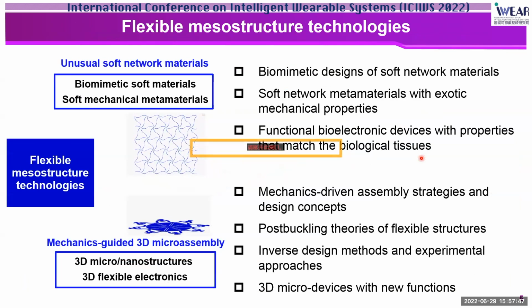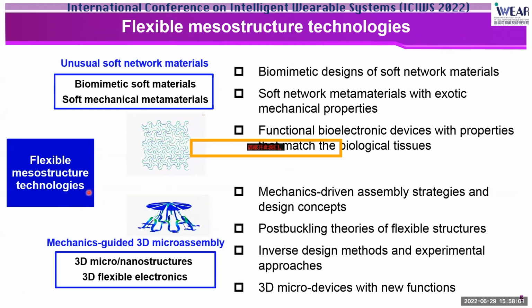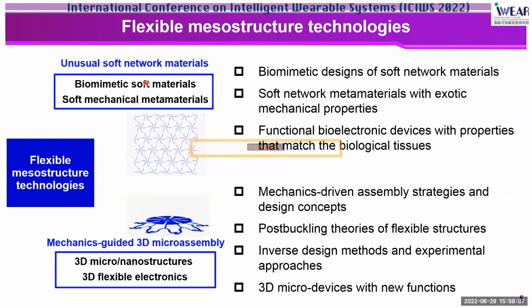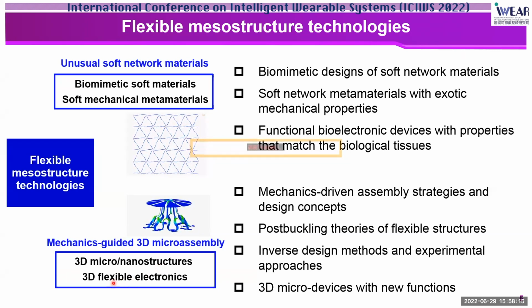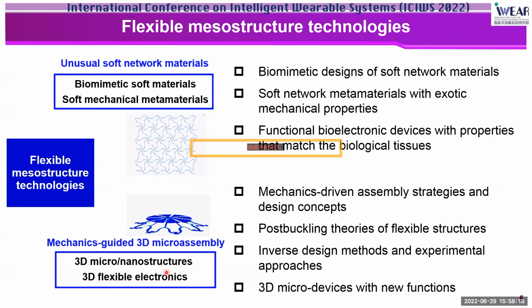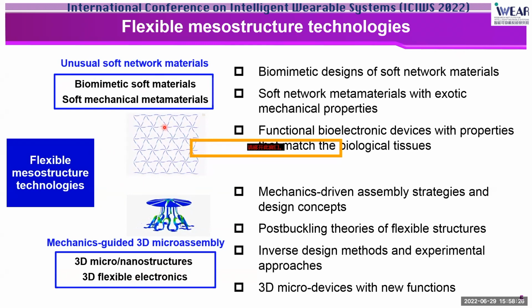To address these challenges, my group has been engaged in the development of flexible mesostructure technologies through uses of mechanics principles and highly interdisciplinary studies. And based on these technologies, we developed unusual soft network materials that can reproduce the mechanical properties of soft tissues. We also developed a mechanics-guided assembly approach that can form flexible electronics with customized 3D shapes. Today, I will focus on this part and highlight our network designs so as to achieve customized mechanical properties.